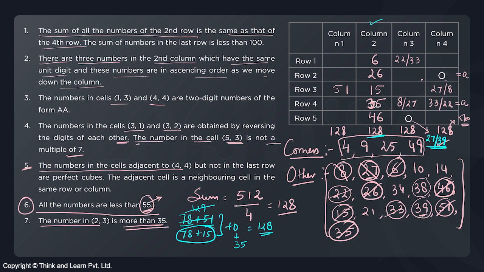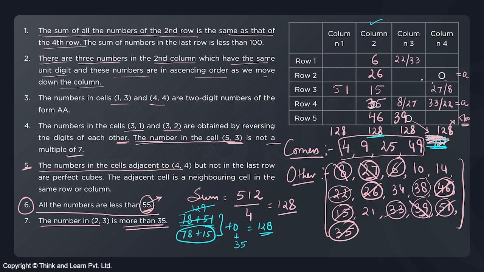Where was this? The number in the cell 53 is not a multiple of 7. Oh, yes. Now we have found this out, guys. This number which was odd, it was 27 or 39. 27 is already used. That means now we have figured out this number as well. So this number is going to be 39. This is sorted. I have got 39 as well.